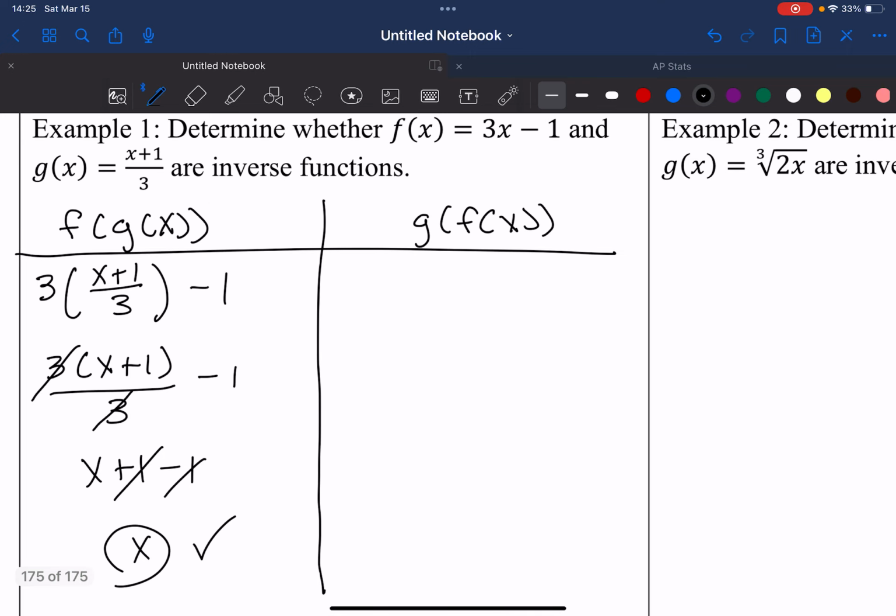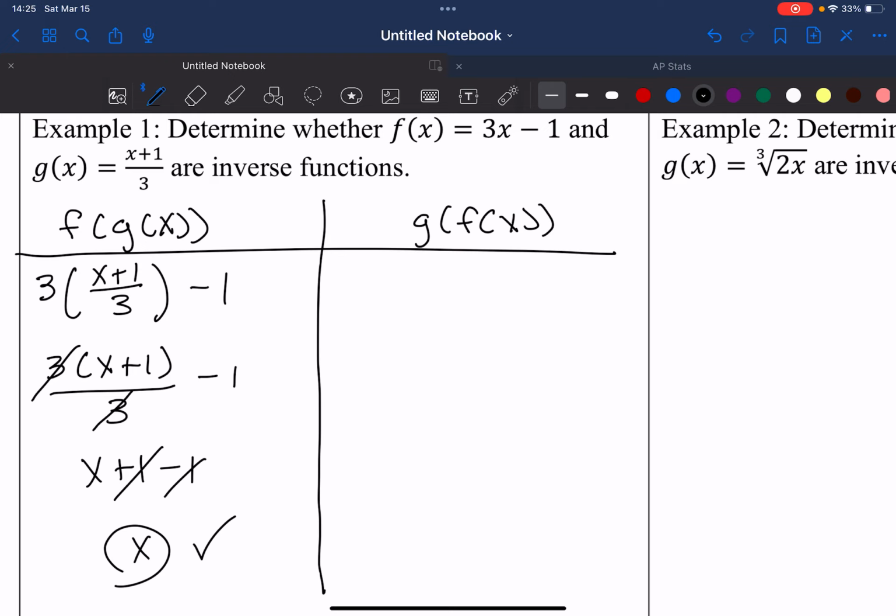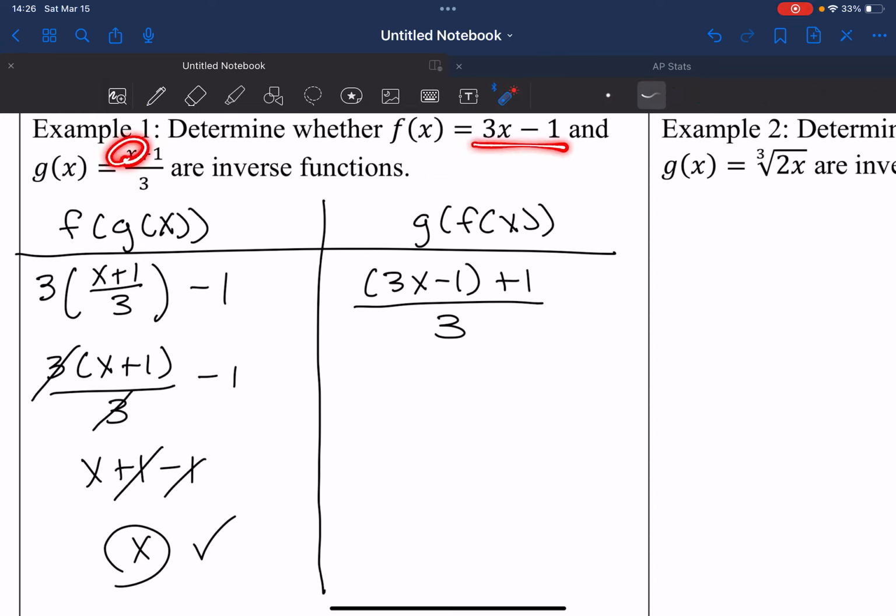So now I'm taking f of x, which is this function, and plugging it in for x for the g of x function. So I have 3x minus 1 plus 1 over 3. Instead of x, I plugged in 3x minus 1. That's why it looks a little weird here.